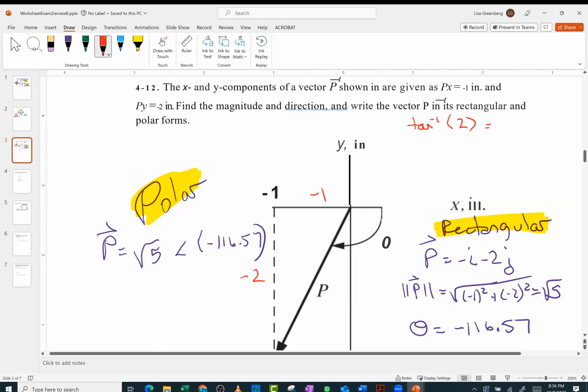Go do it in your calculator. Yeah, I'm trying to find it. I think my dog is sitting on it.